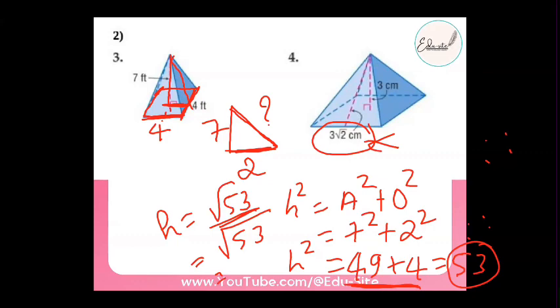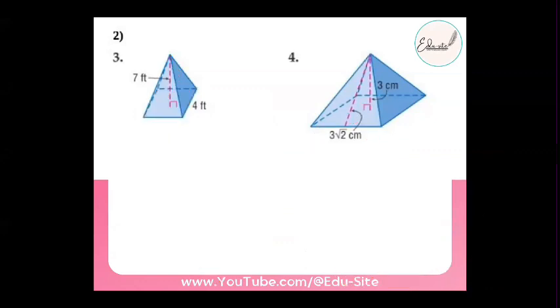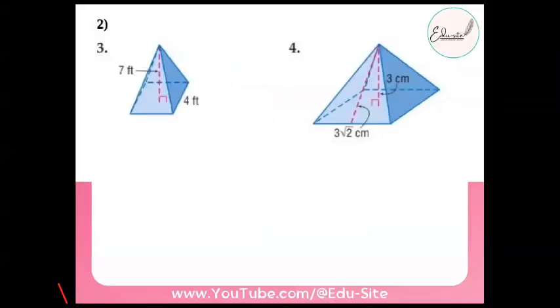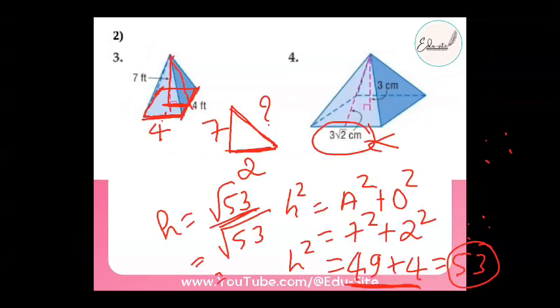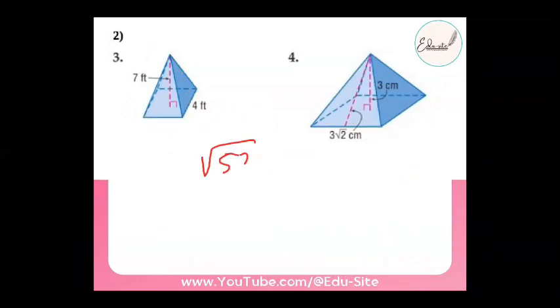Please tell me how can you write 53 as a product? It doesn't go in any table, right? 53 won't go in any table. So let it be root 53. Just leave it as it is. So what is the slant height now? It is root 53. That's all. Root 53 is our slant height, beta. Understood?